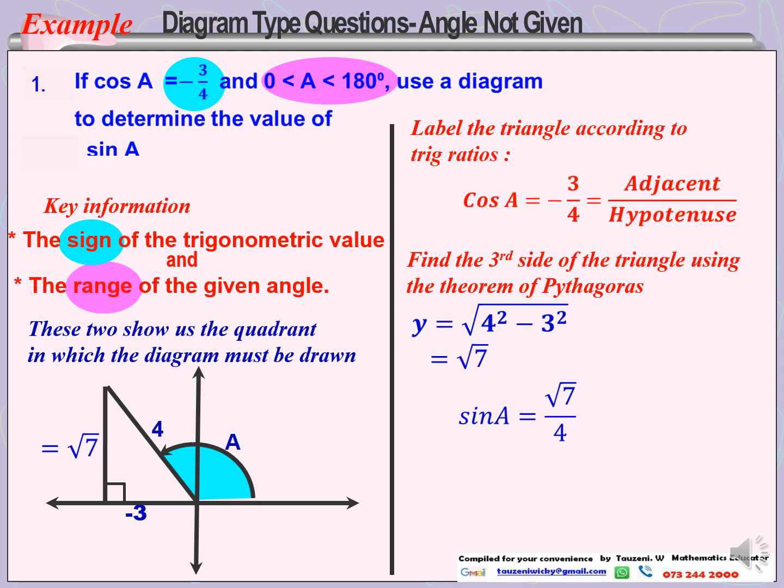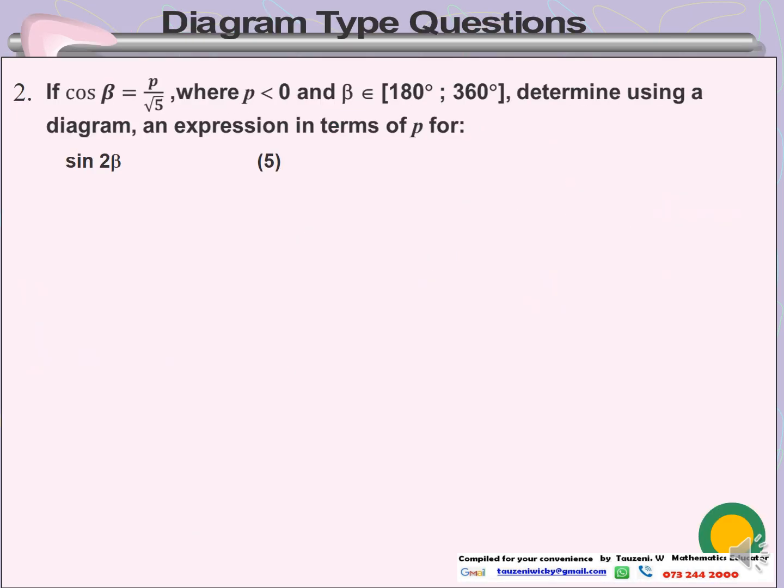You may probably want to pause this video for a moment and answer the question on your own, and then check the answer later. If cos B is equal to P over root 5, where P is less than 0, and B is an element of 180 degrees up to 360, determine using a diagram an expression in terms of P, this value of sine 2B.